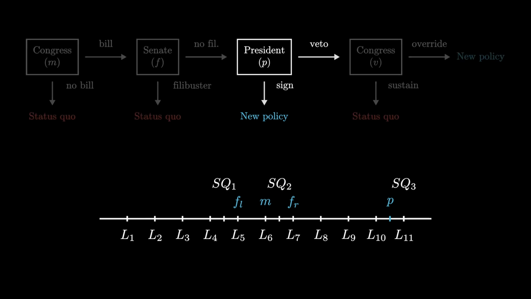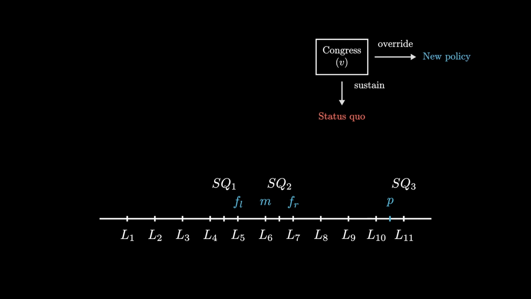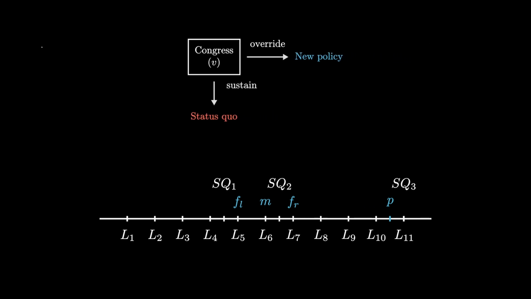The US Constitution allows 2/3 supermajorities of each chamber to override a presidential veto, which brings us to our next and final step. In this step, legislators decide whether to override or sustain a presidential veto. In our 11-person legislature, a 2/3 supermajority is 8 legislators. 2/3 of 11 is 7 1/3, but we can't have fractions of legislators, so we round up to 8.